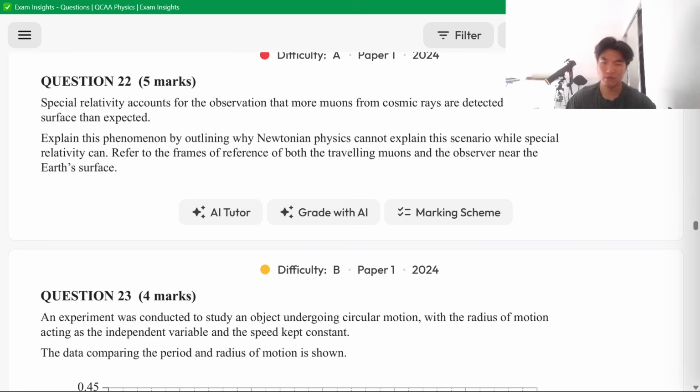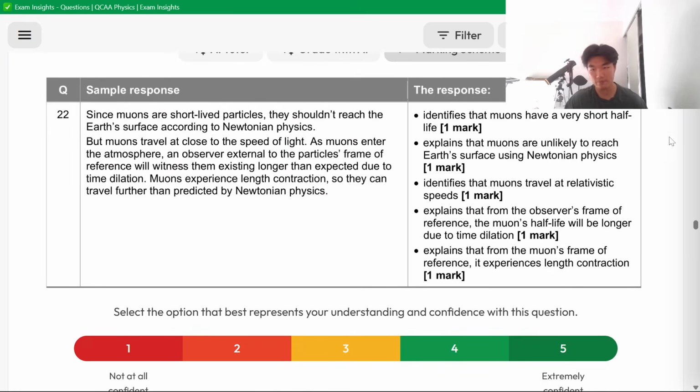That was a very convoluted kind of response, terrible response. Since muons are short-lived, so short half-life, I said something to that extent. I don't know what words I said, but they shouldn't reach. Okay, I got 2 marks for that.